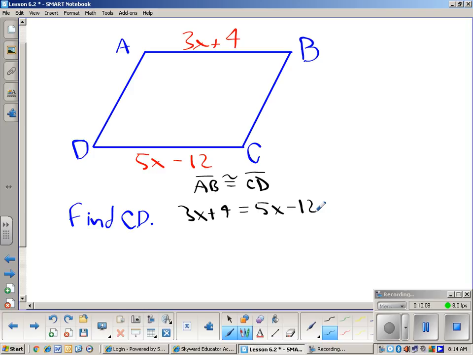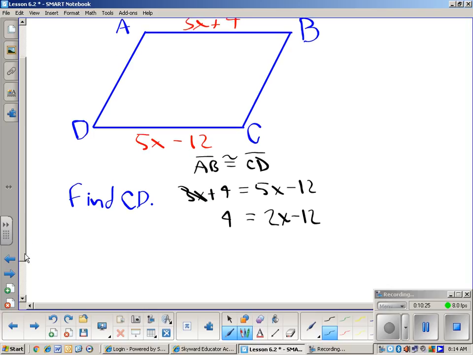So, Megan, what would I do to solve this? Subtract 3x from both sides. So, do you agree I get 2x over here equals 4 now that this is gone? And the other Megan, what would I do next to solve this? Add 12 to both sides, so do you agree that's 16? And then Emily, what's the last thing I do? Divide by 2, so I get x is 8. There, am I done?